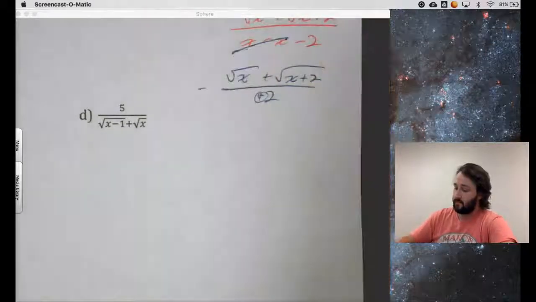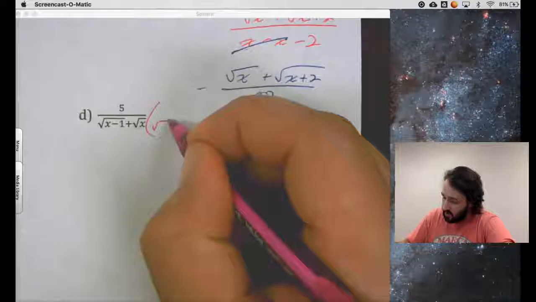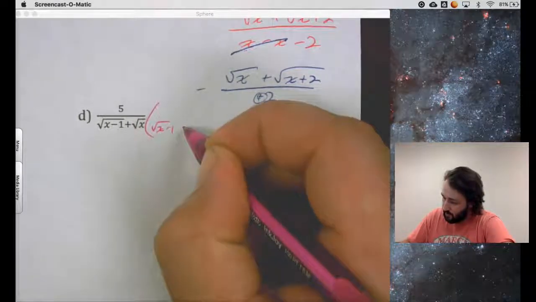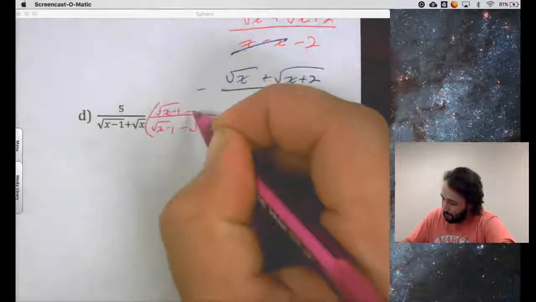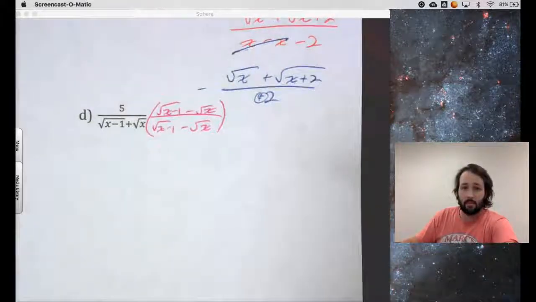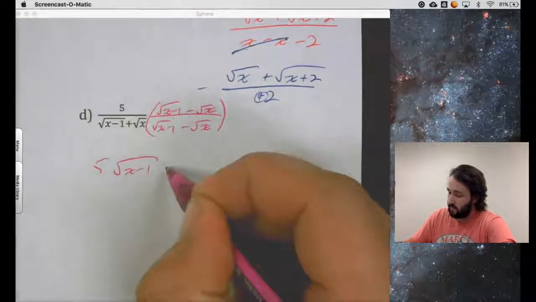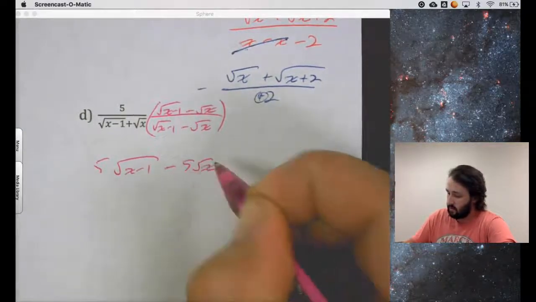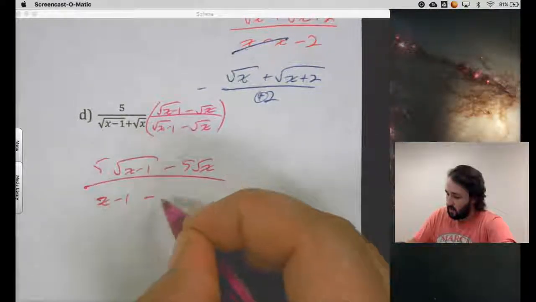All right, last one of today. So I have 5 over root x minus 1 plus root x. So make the conjugate of the denominator. Multiply top and bottom by that. So I'll have 5 times root x minus 1 minus 5 root x over x minus 1 minus x.